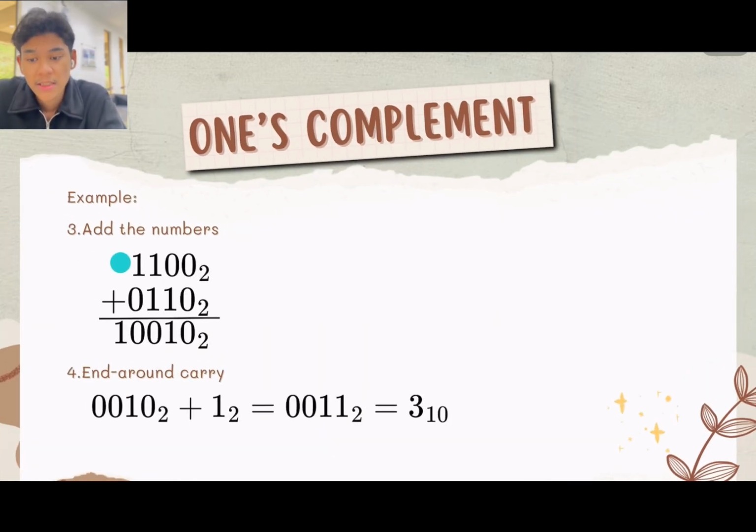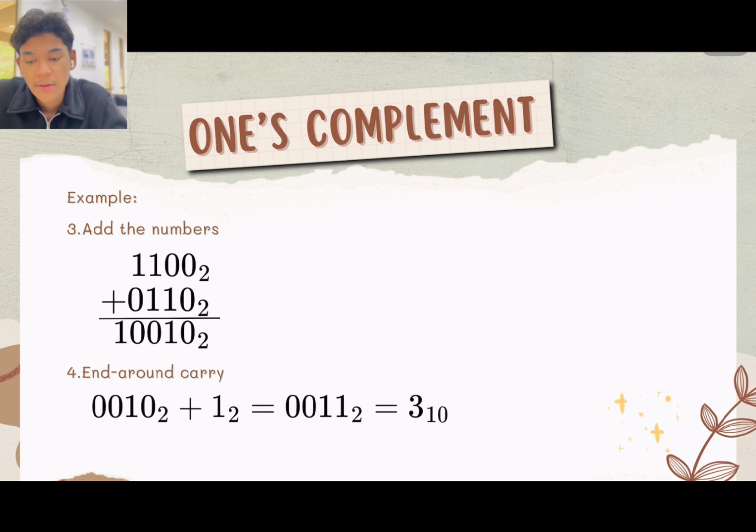Now, after changing the numbers to binary and changing it to 1's complement, we should add the numbers together. Therefore, this is the number in binary for 12. This is for negative 9. And what we're going to do is add those numbers together. So it's 1101 base 2 plus 0110 base 2.